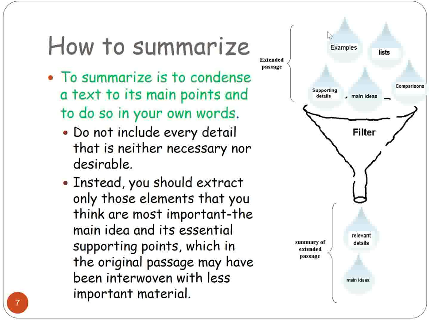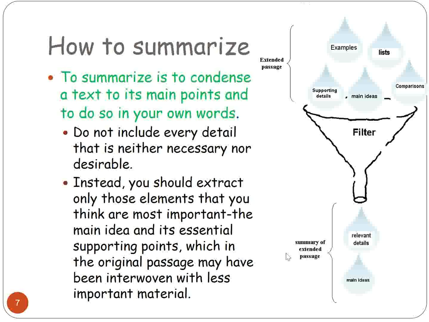This is an extended passage. You are reading it and you feel that this is not necessary, this is not desirable. This is where your critical thinking skills come in, that you find these things not desirable, not necessary. So leave those details. Instead, you should extract only those elements that you think are most important, the main idea and essential supporting points, which in the original passage may have been interwoven with less important details. There are important details and there are some less important details. So you have to remove those details.